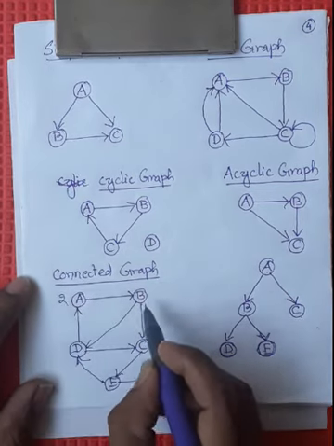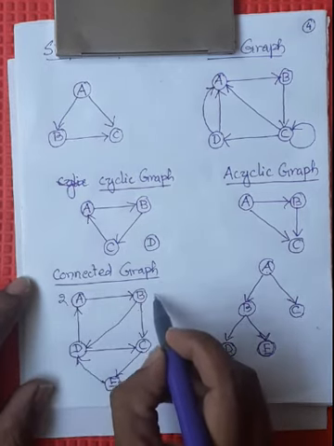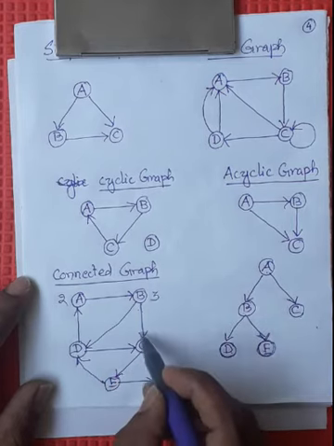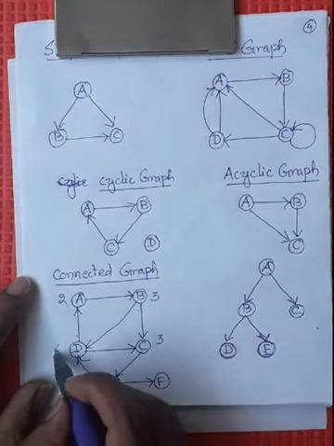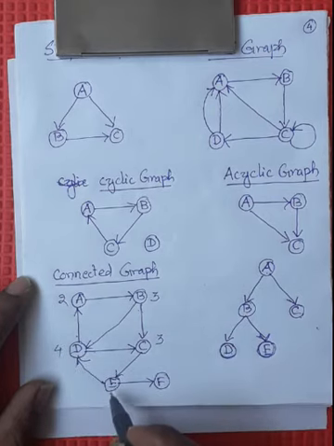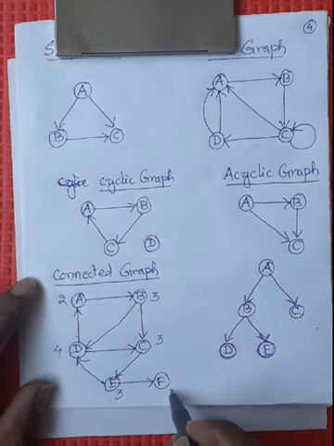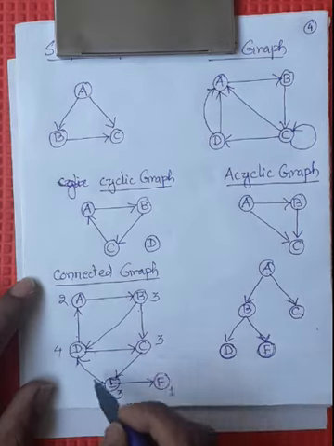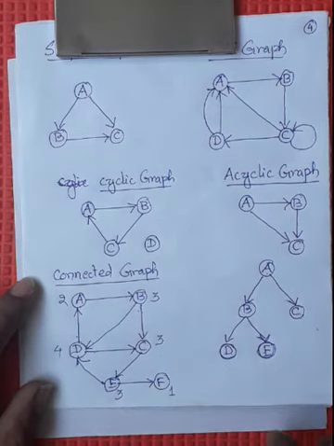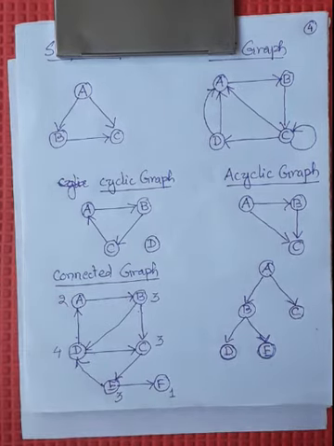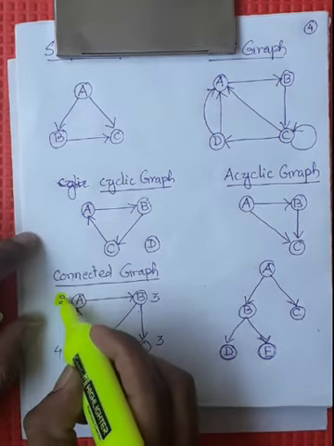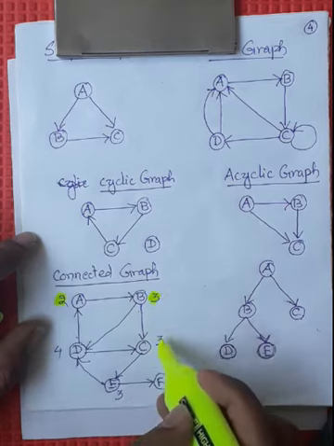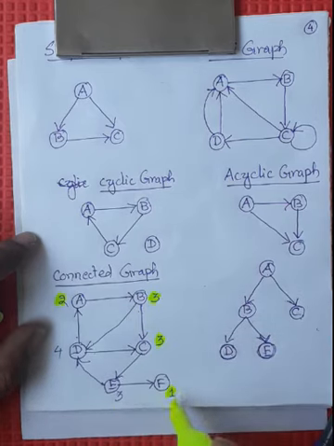For node B there are three connecting lines, so its degree is 3. For node C, again 3. For node D, 1, 2, 3, 4, so its degree is 4. For node E also 3. For node F, it is 1. So this is the way you can identify the degree. These are the degrees. The number of connecting lines for each node is called the degree of that particular node.